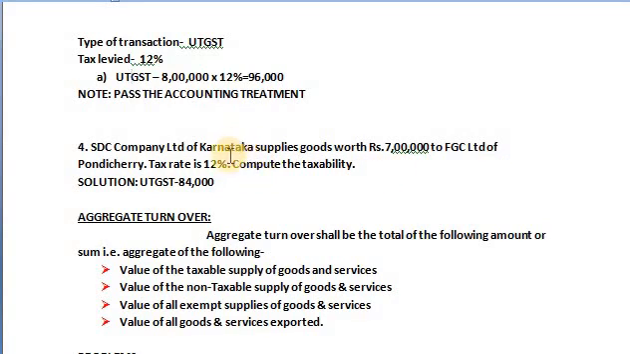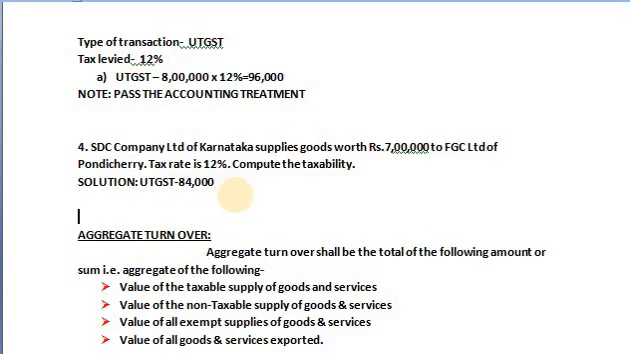Karnataka, you are aware, SDC company. FGC Limited is Pondicherry. Pondicherry, that is Puducherry. It's nothing but a union territory. So UTGST is applicable. So I want you all to be clear with one thing: intrastate means what will be applicable? CGST and SGST.